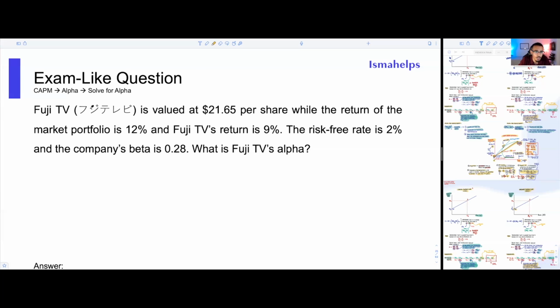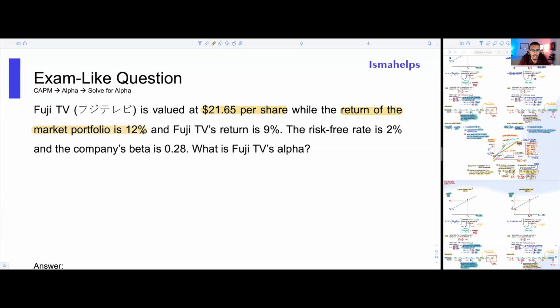This is Fuji TV. Fuji TV is valued at $21.65 per share, while the return on the market portfolio is 12%.